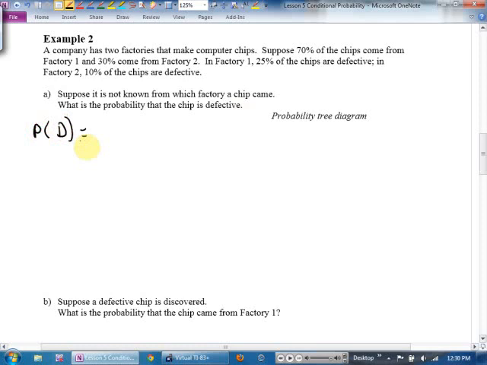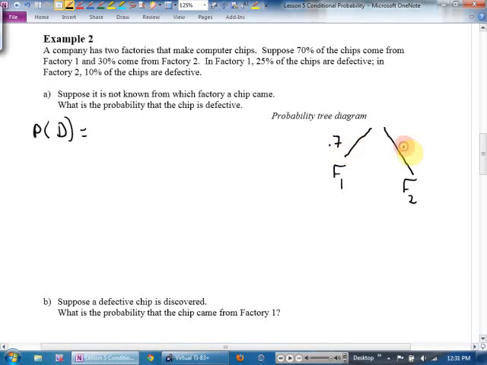I think this is the same as the previous question. There's two events. Pick a factory, and then pick a chip. So I'm going to do a tree. How about F1 for factory 1? What would be clever to use for factory 2? F2, you say? What's the probability that a chip comes from factory 1? Read the question. 70%, which as a decimal is 0.7. What's the probability that it comes from factory 2 then? 0.3.